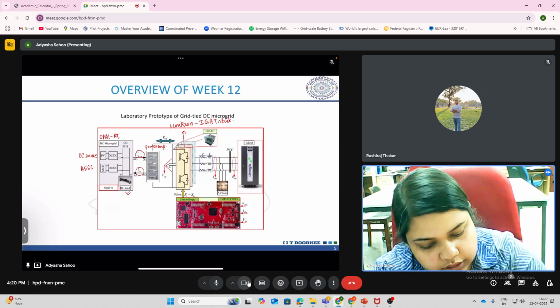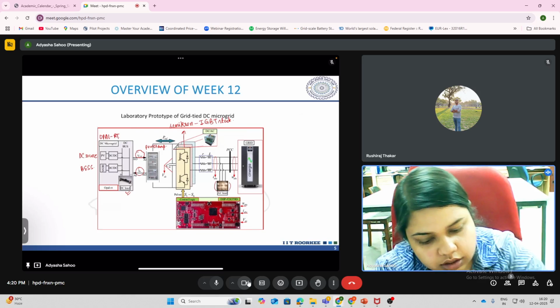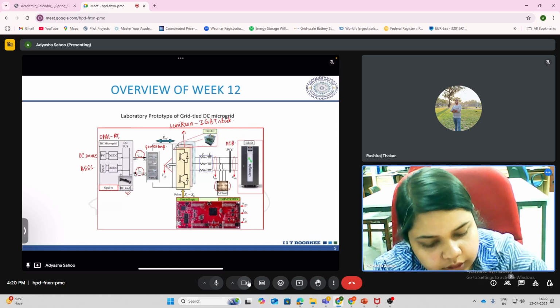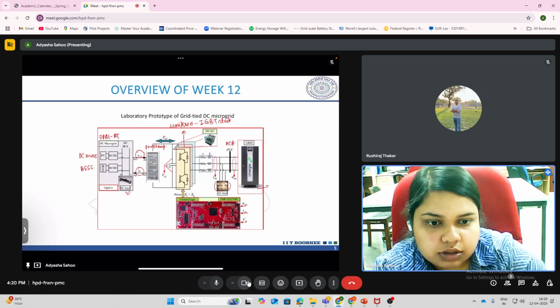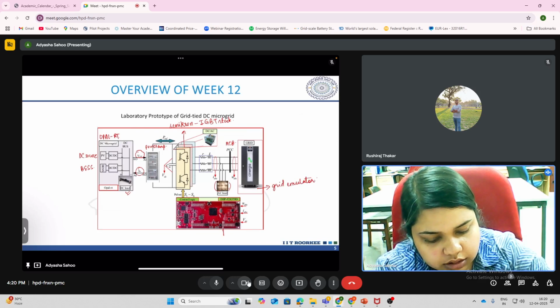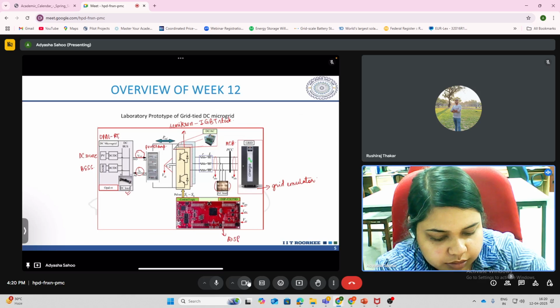Then you have the filter, you have AC loads in the form of bulbs you can see here. Then the PCC is realized using the MCB in the lab. Then the grid performance is mimicked using this grid emulator, and this control logic is coded in the DSP.